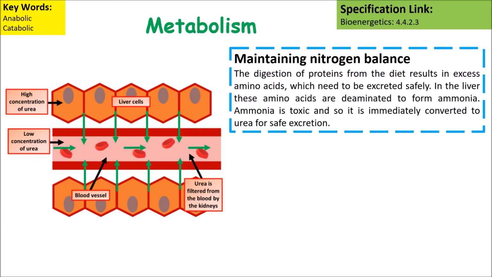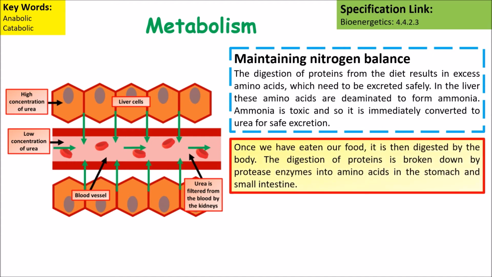In terms of maintaining nitrogen balance in the body, the digestion of protein from the diet results in excess amino acids which need to be excreted safely. In the liver, these amino acids are deaminated to form ammonia. However, ammonia is quite toxic to the body.